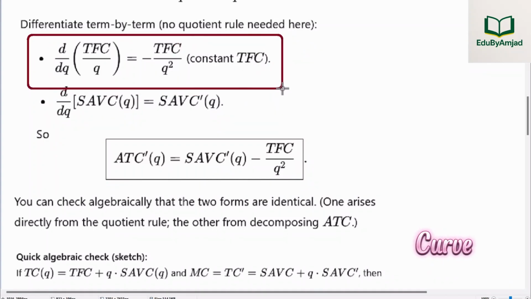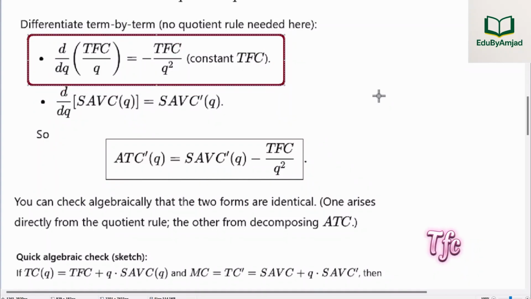The slope of this curve comes from taking the derivative of TFC over Q. That derivative is minus total fixed cost divided by Q squared. In our numerical example, the slope is minus 100 over Q squared. So, AFC is always falling. And the slope becomes flatter in absolute value as output increases, because the fraction becomes smaller and smaller.